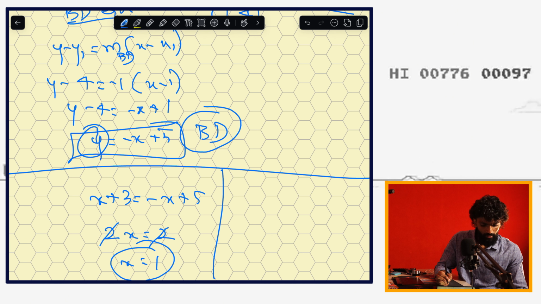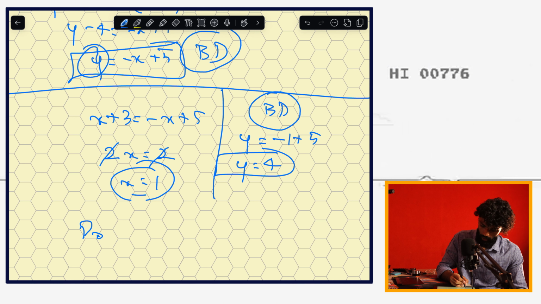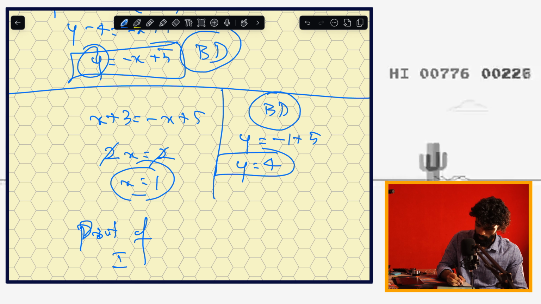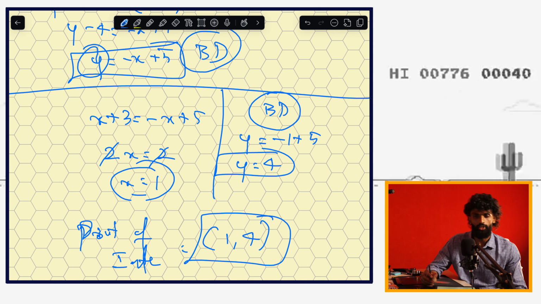We are not yet done. We will take this value of x as 1 and substitute it in one of the equations. I'll take BD's equation. Your choice, one of them. So y becomes minus 1 plus 5. So y equals minus 1 plus 5, which is nothing but 4. So the point of intersection is (1, 4). That's it. That's your answer.